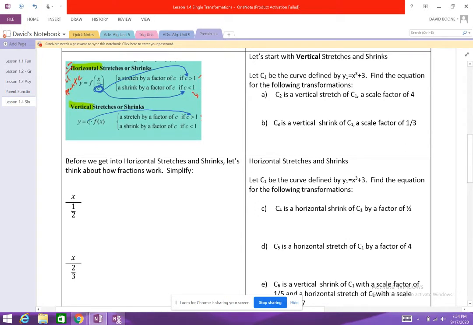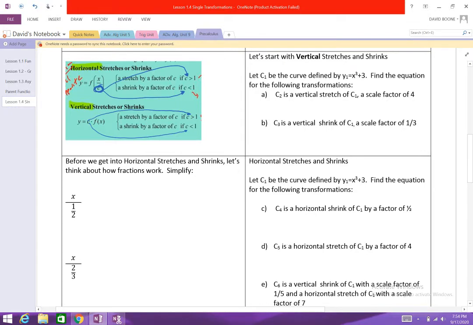Where if that c value is less than 1, then it's going to shrink it. It's going to push it more together from top to bottom. Like if you put an aluminum can on the ground and you step on it, it's going to squish it, shrink it. All right. So what we need to do is just get a little practice at this, see how these all work together, and we'll look at vertical stretching and shrinking first.